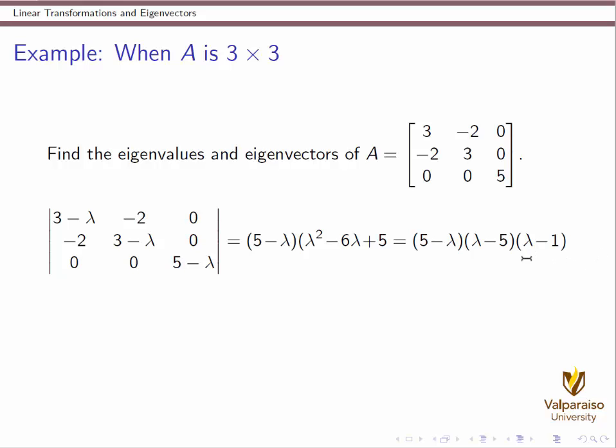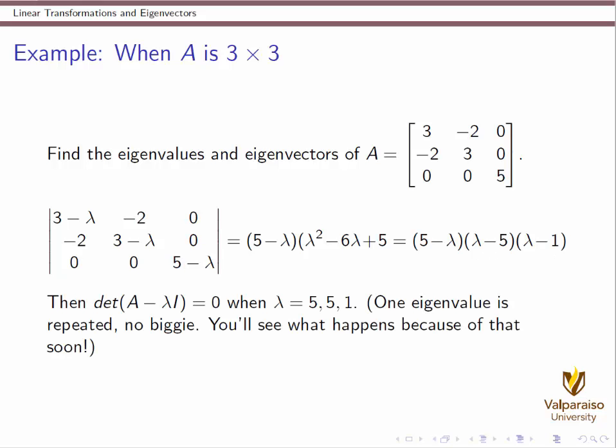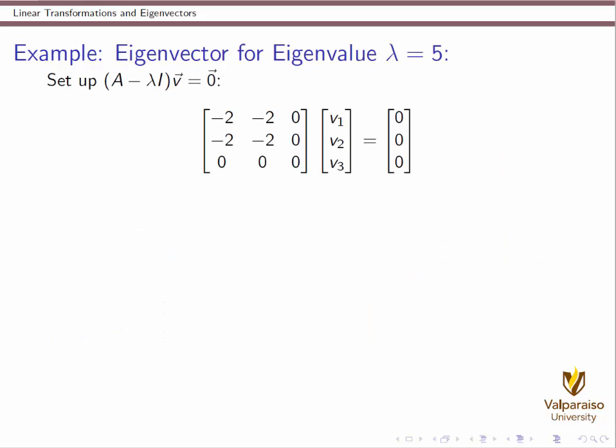But having found the factored form of this determinant, we now know that the determinant will be 0 when lambda equals 5, 5 again, and 1. So one eigenvalue is repeated, no big deal. We would say it has multiplicity 2. There is a consequence of that that will come out when we're finding eigenvectors, but it's actually helpful. But there are our eigenvalues for this matrix.